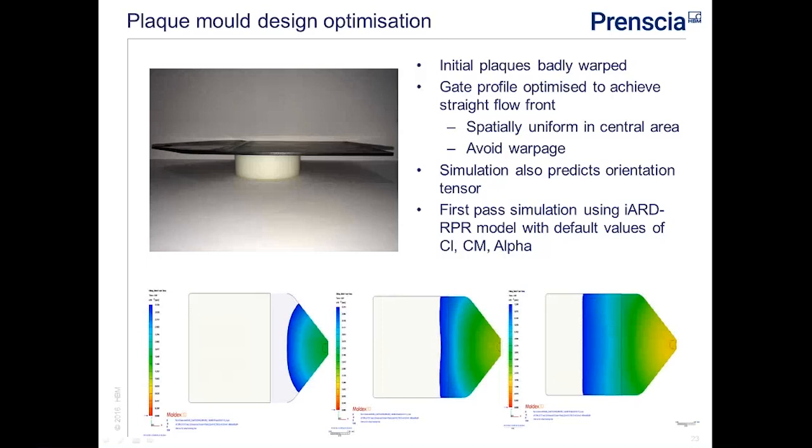So these simulations were carried out in Moldex3D using their iARD-RPR model, and that also allows us to predict the material orientation tensor, at least in a first pass.